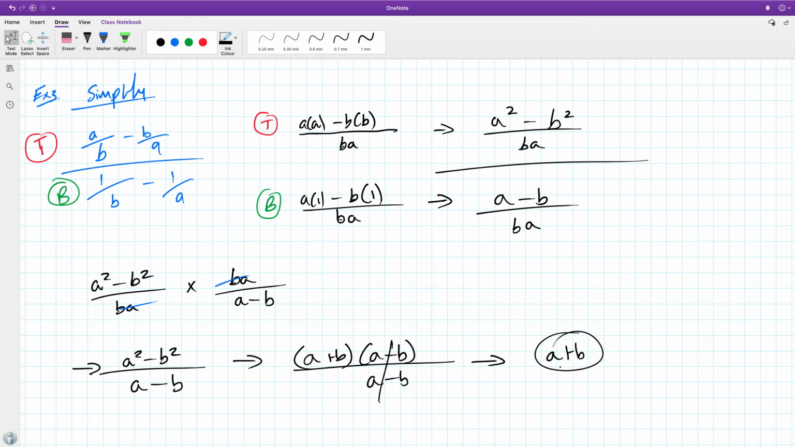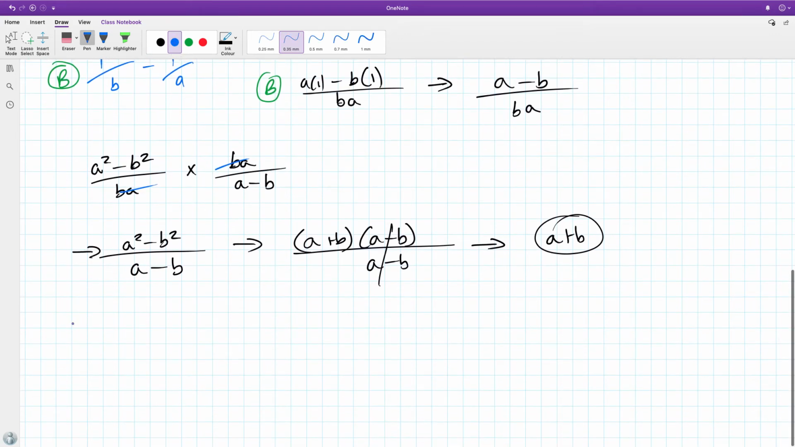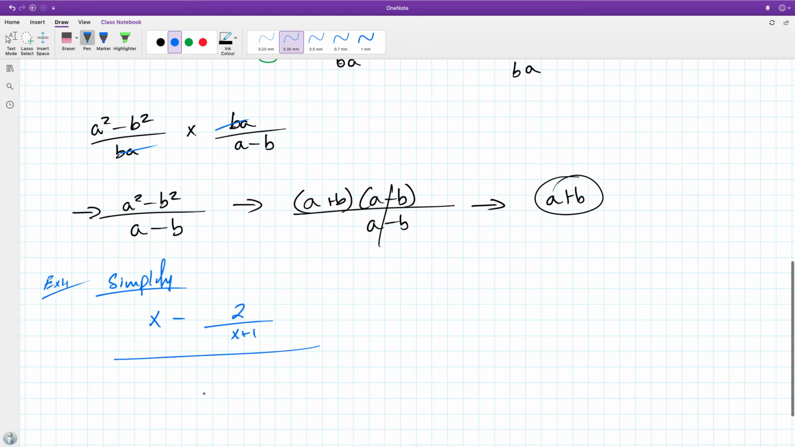This one's going to be a bit tougher again. What I want you to do is simplify the following for me: x minus 2 over x plus 1, divided by 2x over x plus 1 minus 1.